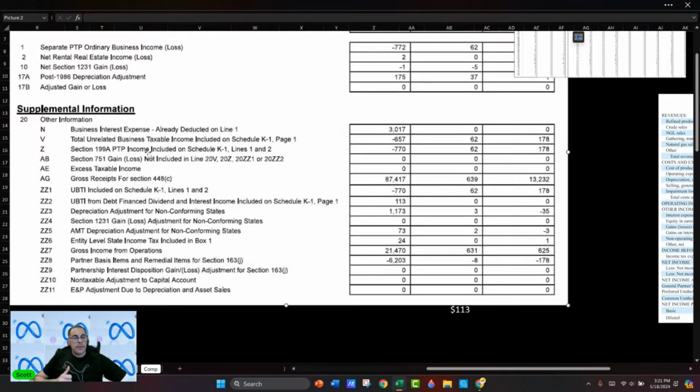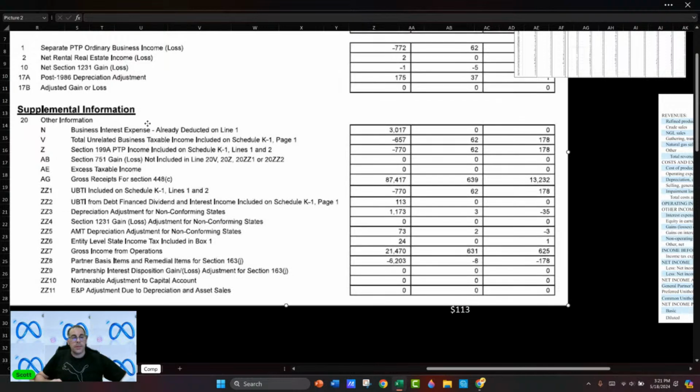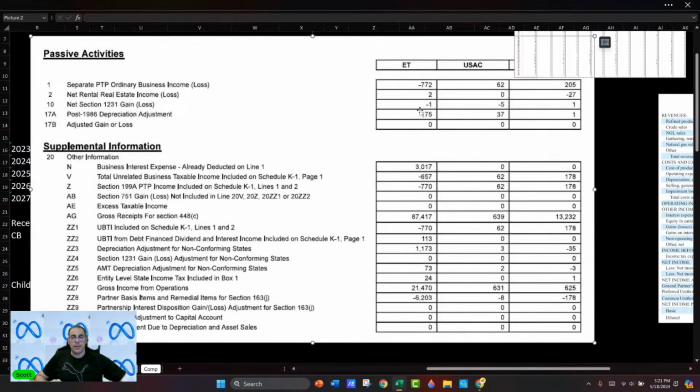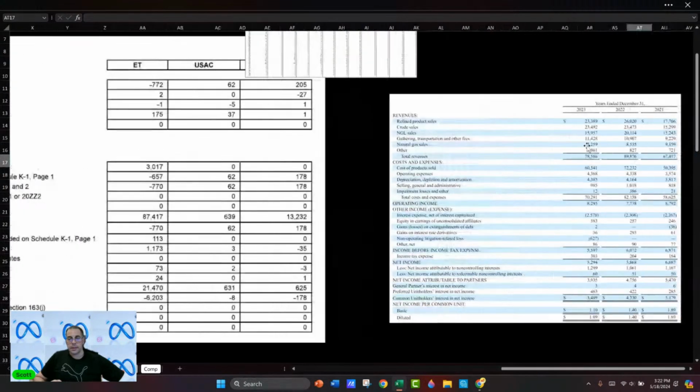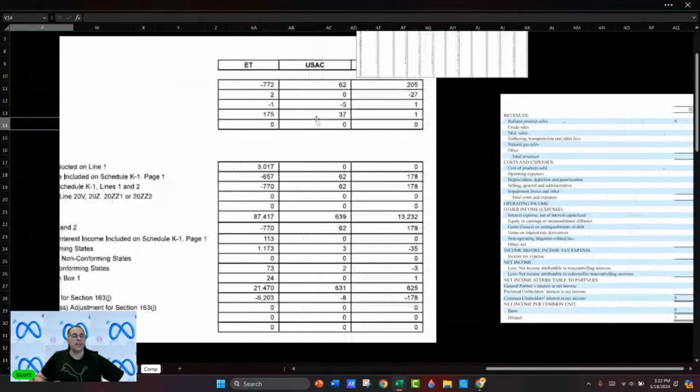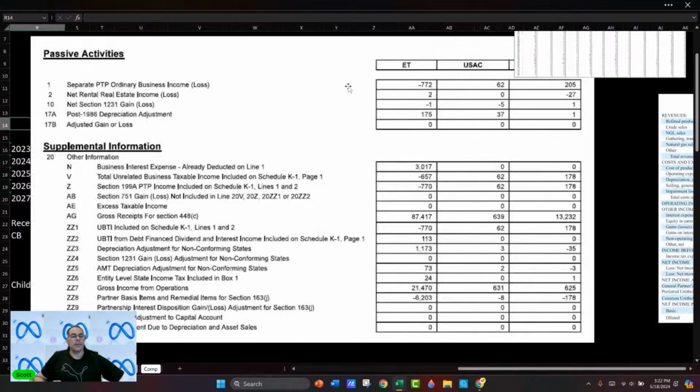So that's my portion of the income, lines 1 and 2. So 770 is my portion of the income. That's the deduction, because there's a $772 loss, and then there's net rental real estate income. I got $2 of real estate income. That means they just sold one of their properties and had a little gain. So that's my portion of the gain. I wonder how they get to 772. Separate ordinary business income.